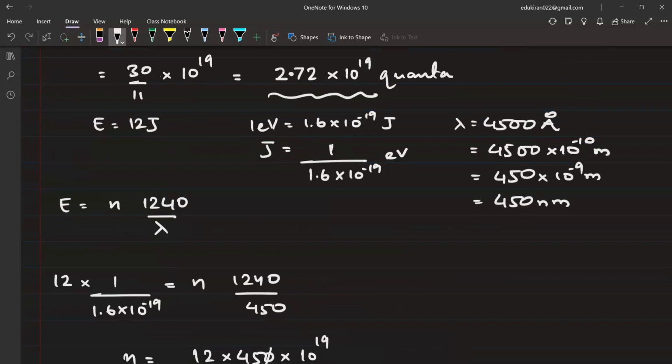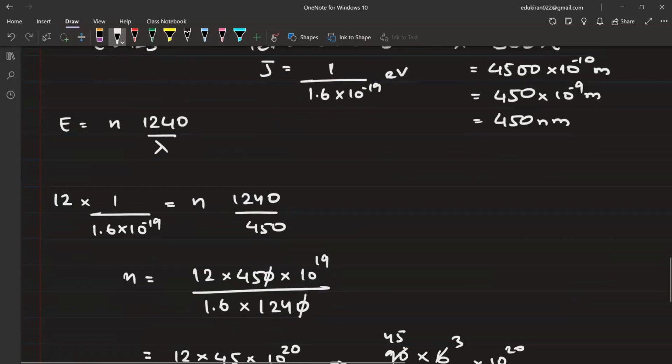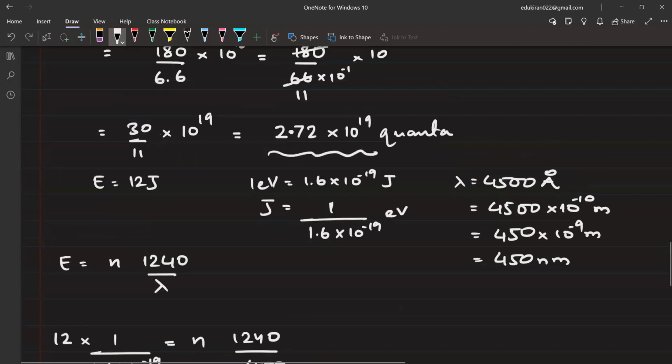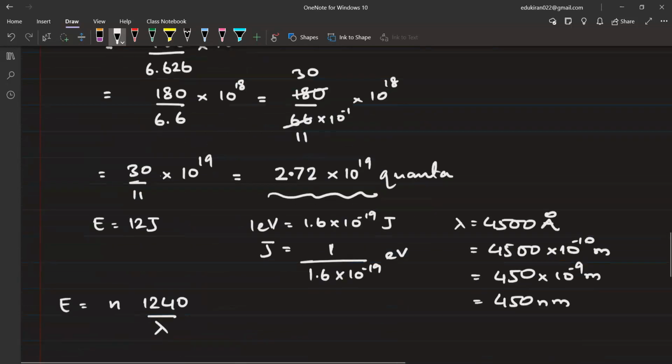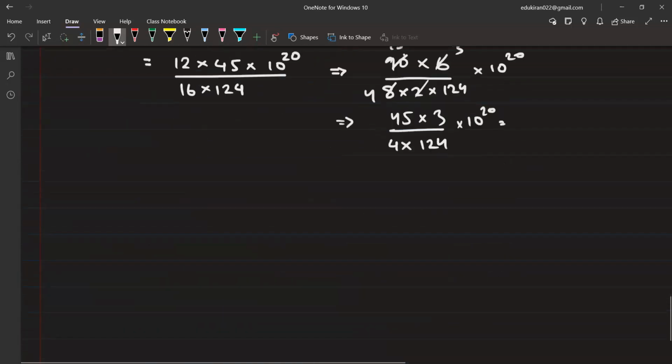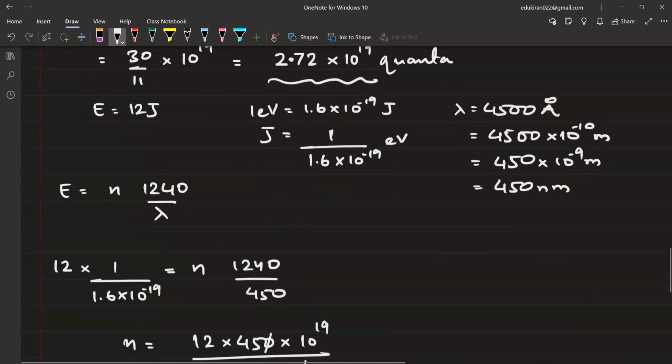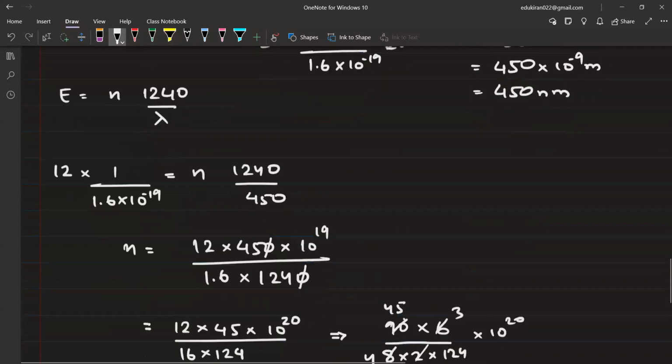What was our previous answer? 2.72, no? It will be approximately there only, 10 to the power 19. No, 3 124 will also not get divided, right? So even though with approximation we got this value, but I think this calculation was easier. I was just checking here right now what calculations are better. Sometimes this calculation will be better, and sometimes this 1240 calculation will be better.